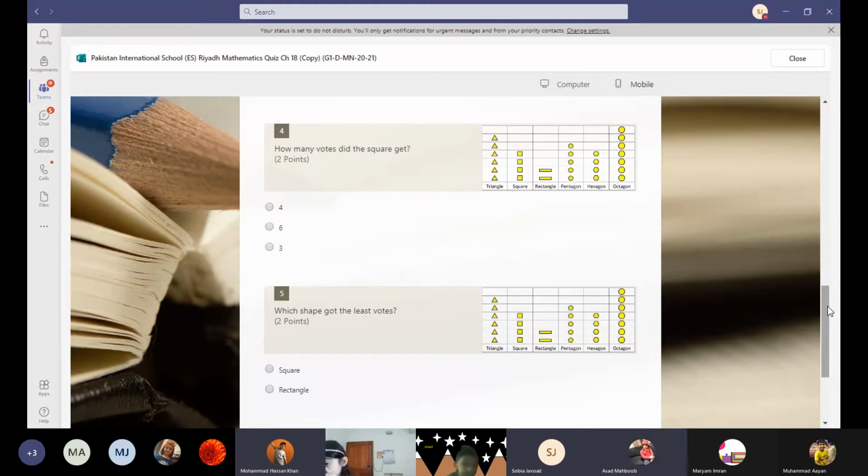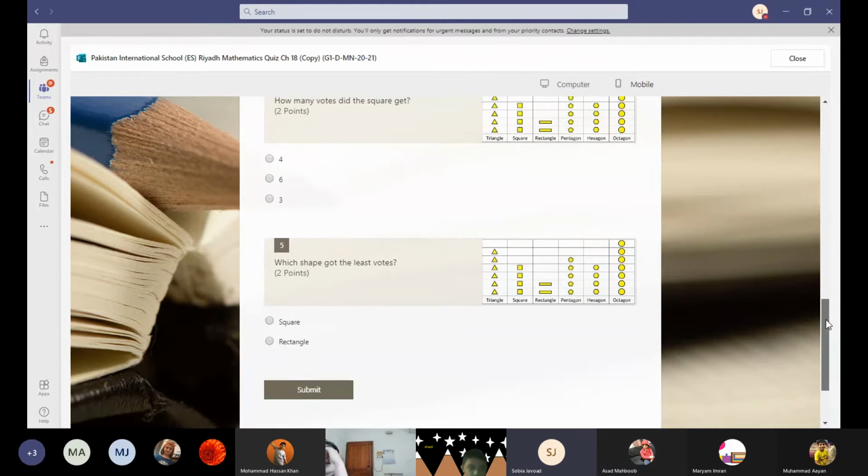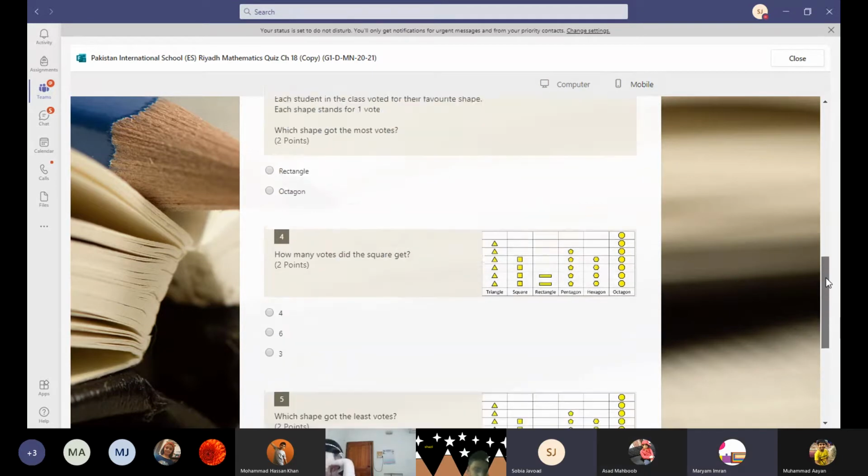I did the work correct, but why is it saying 6 out of 10? Okay, I will add the marks because you know we have to add the marks sometimes. Counting. The 5 is last. Okay. You choose this answer. You have to submit your quiz. Number 5 is last. Okay.